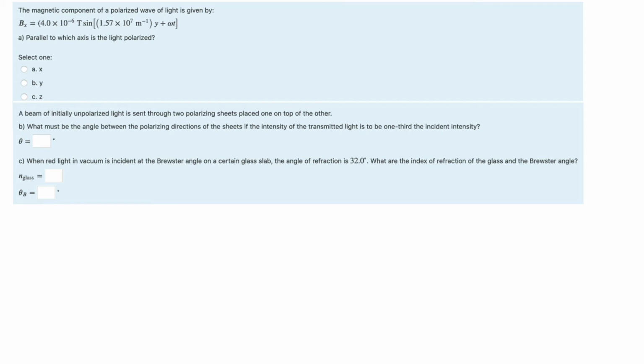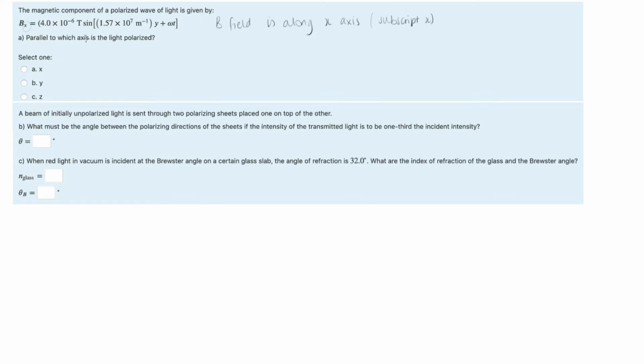Okay, so here we have the magnetic component of a polarized wave of light is given by this. Parallel to which axis is the light polarized? All right, so we know that the B field must be traveling along the x-axis. And how do I know that? Well, we've got a subscript x here. So the subscript x gives this away.